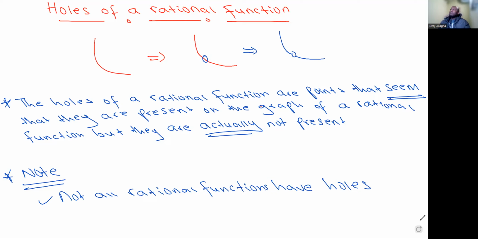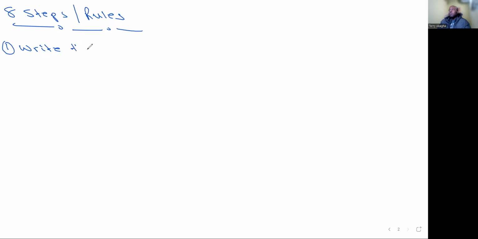All right, so how do you find this? As usual, I will give you the steps. So we have 8 steps or rules for this. You can call it steps, you can call it rules on how to find this. So the first thing you have to do is write the rational function in standard form. So you have to make sure you've written the rational function in standard form.